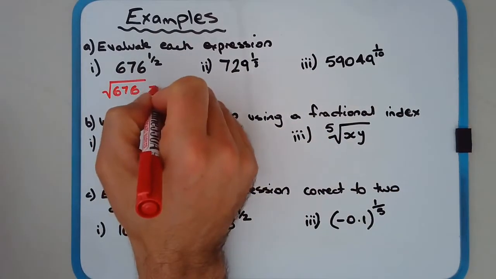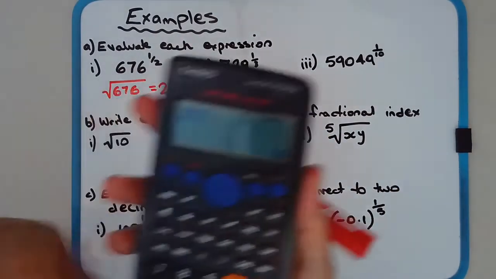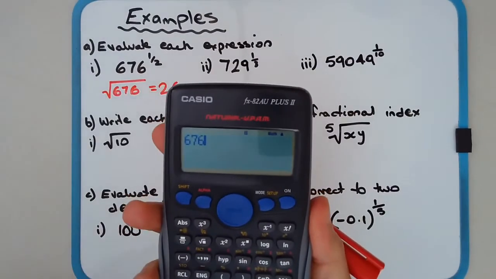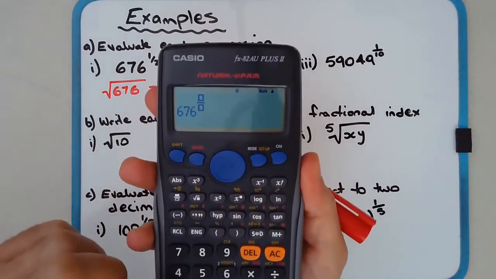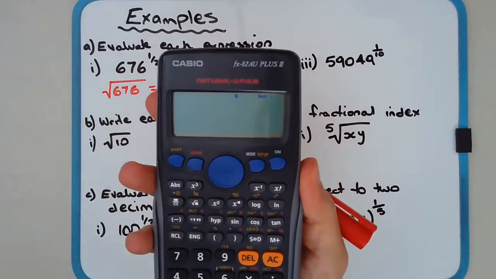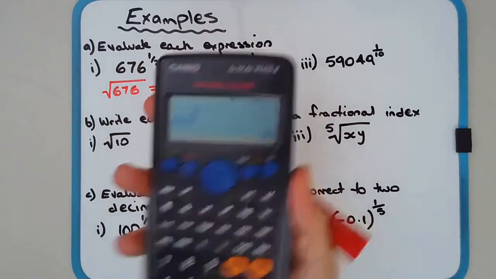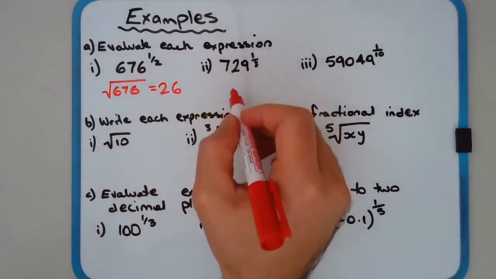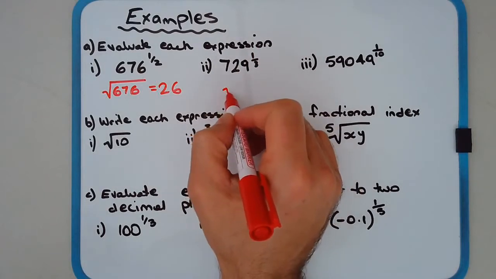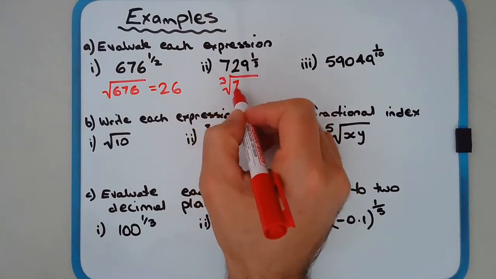So I'm going to put that answer down here like that. Or you could write it as an actual power if you like. 676 to the power of 1 on 2, and obviously it would give you the same result. What about 729 to the power of a third? That's the same as the cube root of 729.